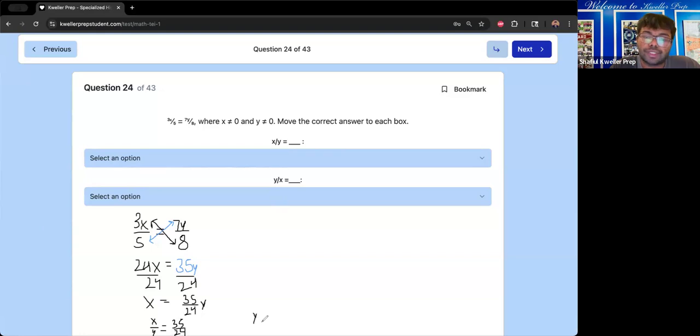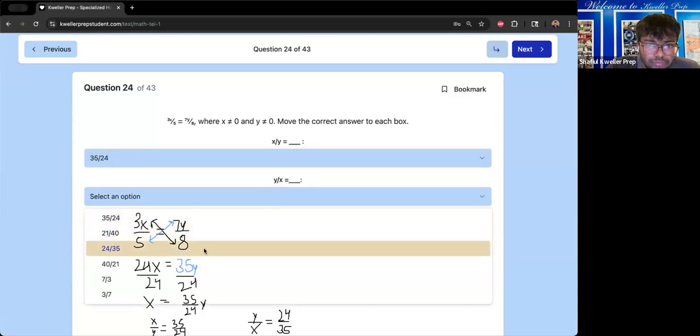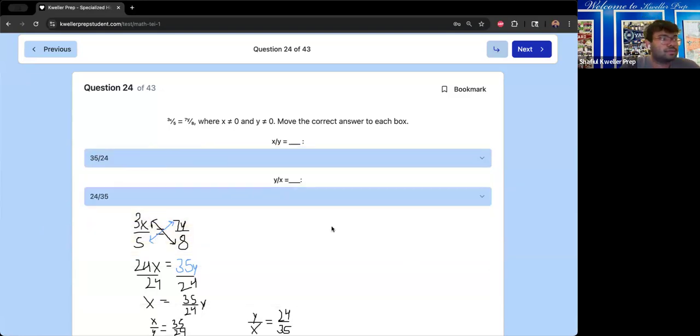y over x is just going to be the reciprocal. Does that make sense? Because x over y, the reciprocal is y over x. So we do the reciprocal of the right side, and we get y over x is equal to 24 over 35. Okay, does this make sense to everyone? Does anyone have any questions on this? Okay, let's move on to the next one.